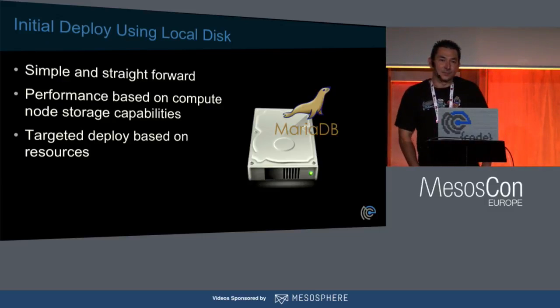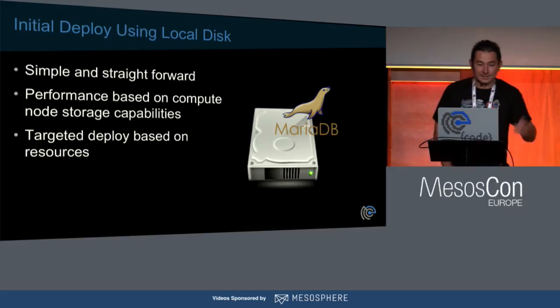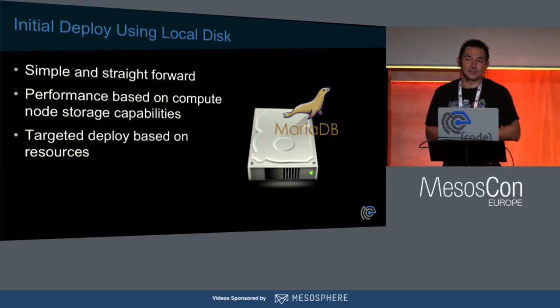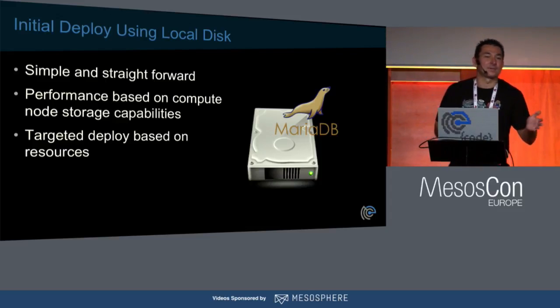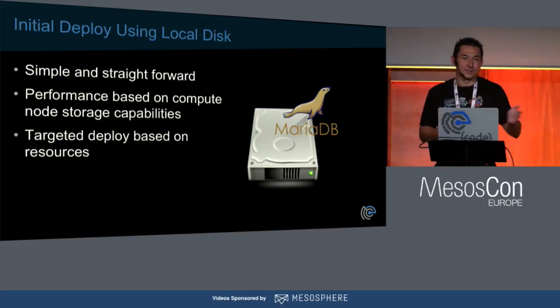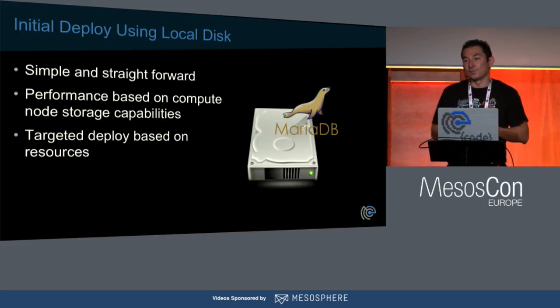Now, the interesting thing is when you deploy on local disk, the performance is obviously based on the compute node's storage capabilities, right? So if you have a cluster that's all the same, and you only have slow rotating disk on every node in your cluster, obviously the performance of your database is going to be directly proportional to the slow rotating disk on that node, because they're all the same.